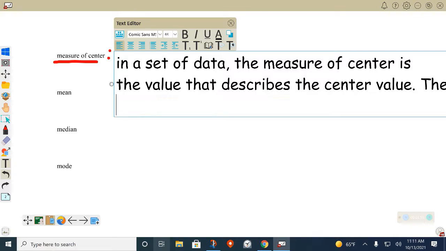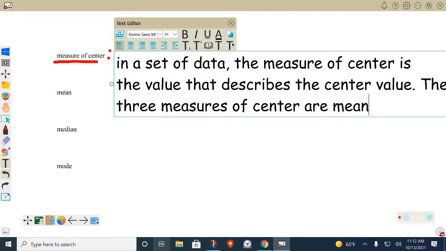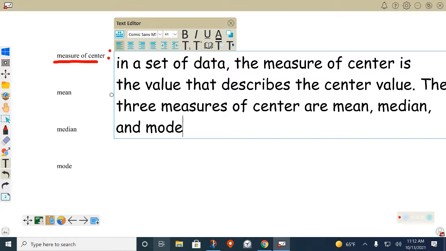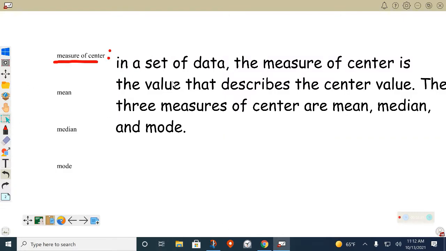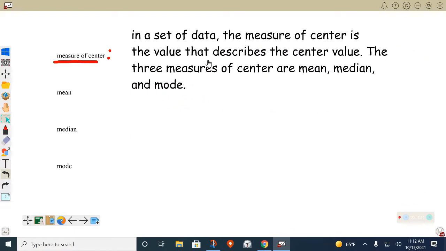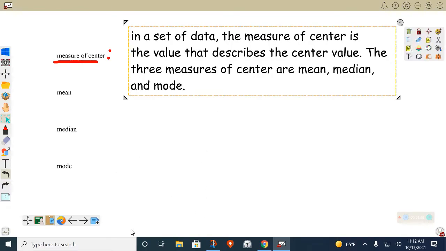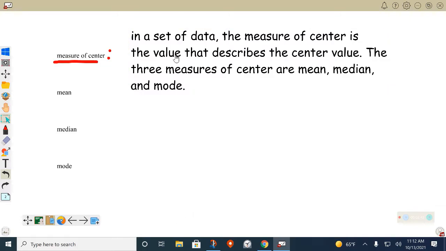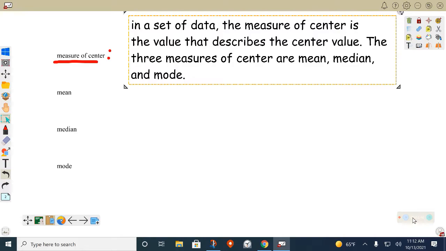The three measures of center are mean, median, and mode. Some of you have probably seen this before in previous classes. So in a set of data, the measure of center is a value that describes the center value. The three measures of center are mean, median, and mode. All right, let me copy that down.